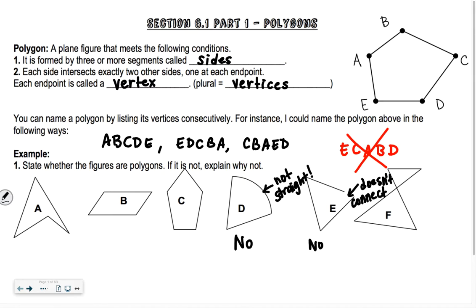Any others? F. What do you think? Why? Yeah, it crosses, right? It's kind of like there's 2 polygons there, so it's not a single polygon. We couldn't have them intersecting; they can't overlap on the other sides. So this is a no. So I'm just going to write, really it's 2 polygons.